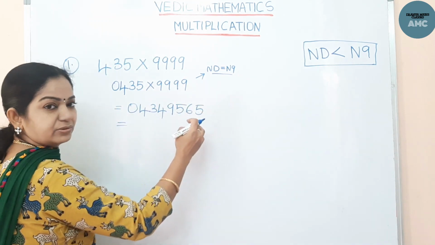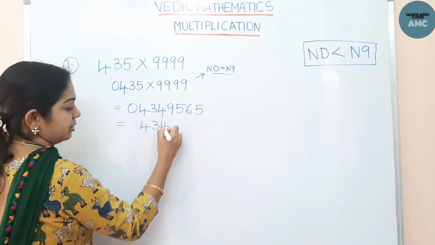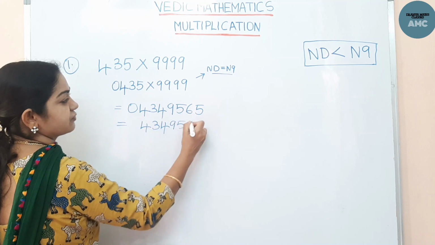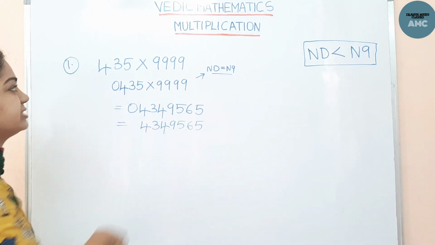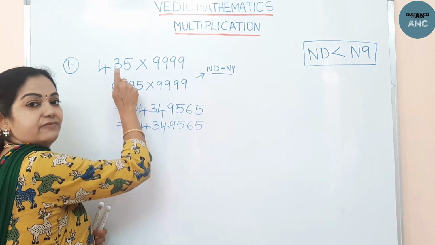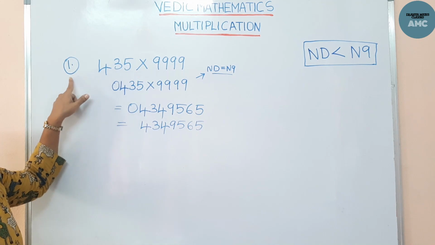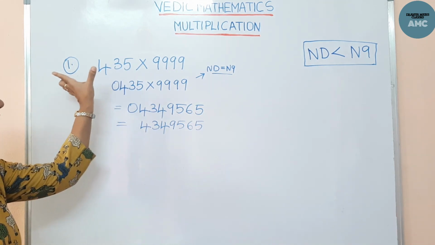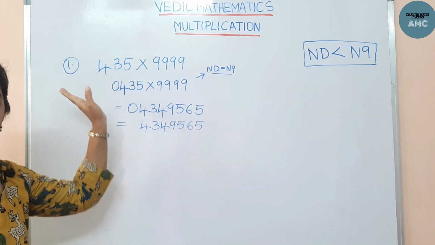If the zero is after the digits, we cannot eliminate it. But if it is before, you can eliminate it. So 4349565 is the answer. So what I've done: when the digits are not equal, that means when the digits are fewer, we can add zeros here. We can equate the number of 9s to the number of digits. How many zeros we want, we can add.